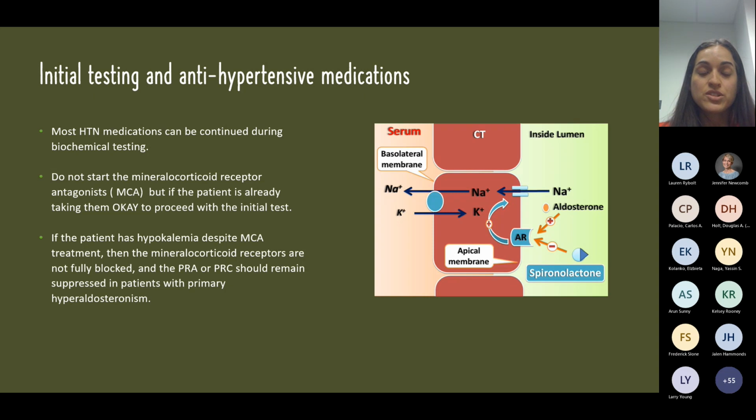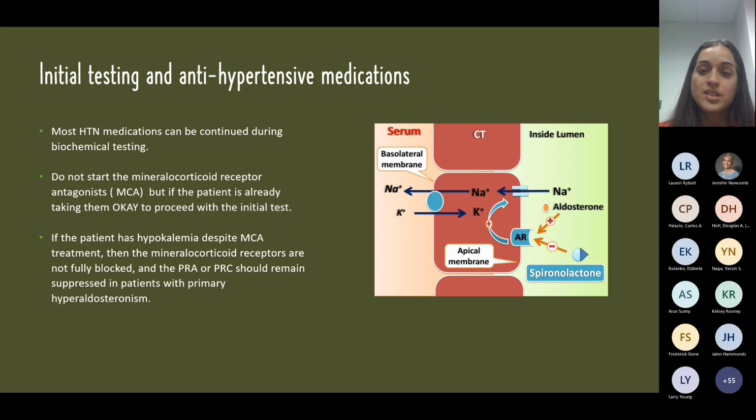One of the most common questions that we as endocrinologists, and also I know that internal medicine may have, is: are we going to check the plasma renin and plasma aldosterone with all the antihypertensive medications that the patients are taking? So nowadays, the research and literature recommend that we can check plasma aldosterone and plasma renin with all the antihypertensive medications that the patients are taking. But what happens with the mineralocorticoid receptor antagonists? That is one of the most common questions.